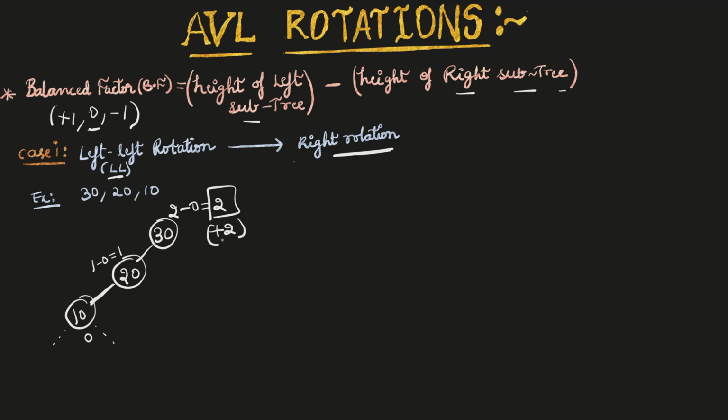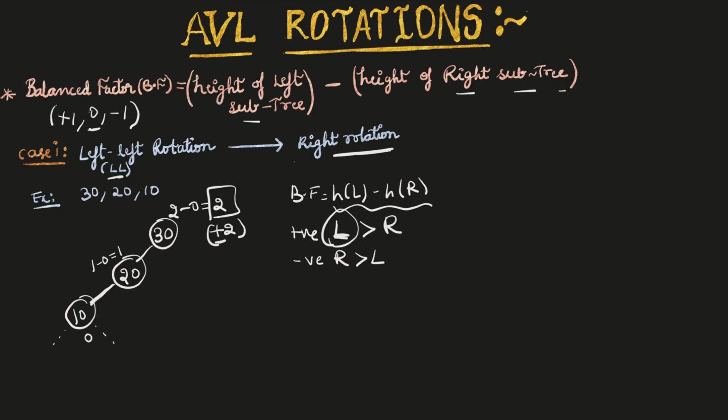Plus indicates that the problem is always on the left hand side. The reason being, the balance factor is nothing but the height of the left subtree minus the height of the right subtree. So when would this value be positive? When the left is greater than the right. When would this value be negative? When the right is greater than the left. So now the weightage is on the left hand side. So the problem would come at the left side.